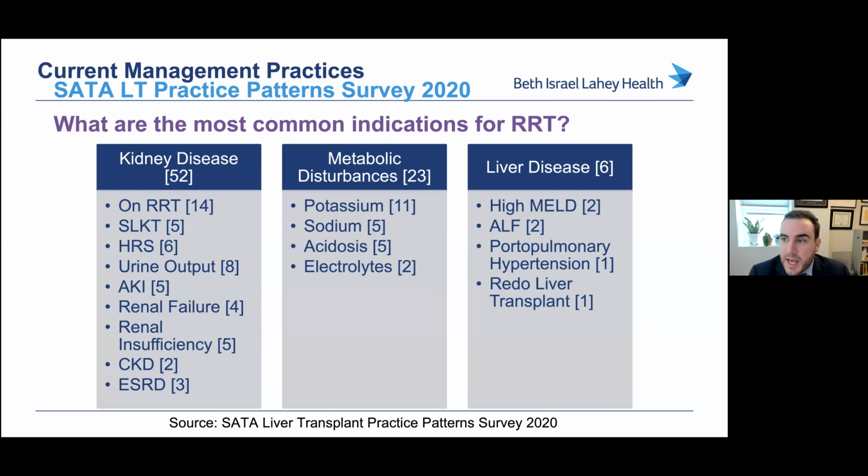Centers said if the potassium was high, and they had different cutoffs at different centers for what they considered to be high potassium preoperatively, they would want to use intraop renal replacement therapy. A few centers said that high MELD patients or acute liver failure patients, portal pulmonary hypertension, and redo liver transplants were reasons that they would consider using it. And 2 other centers said it was surgeon preference.